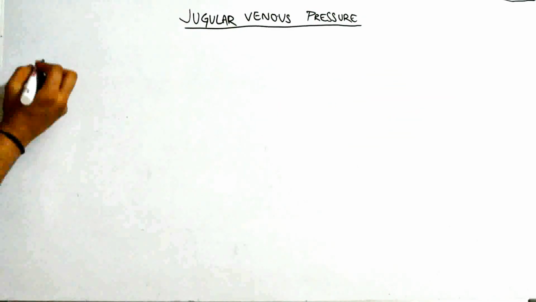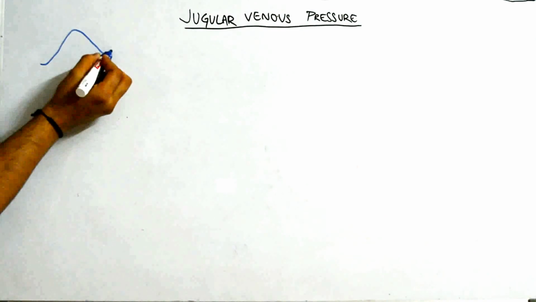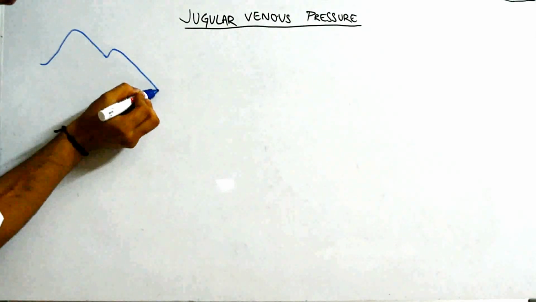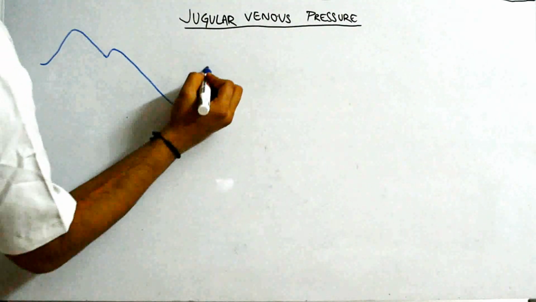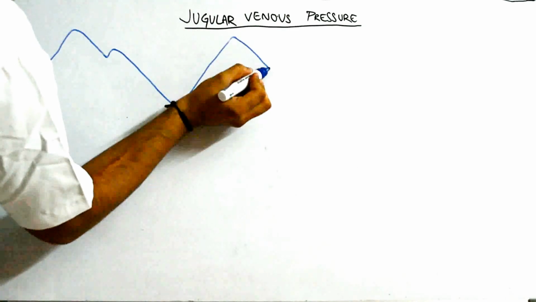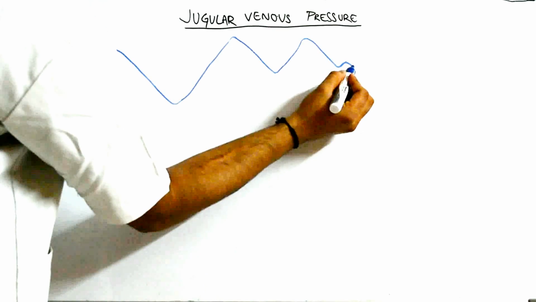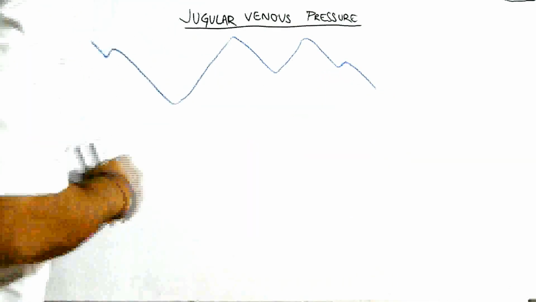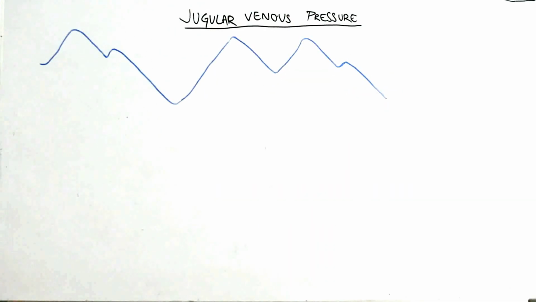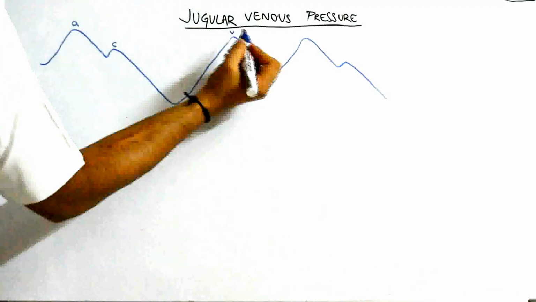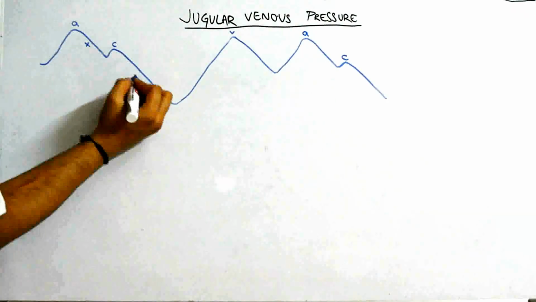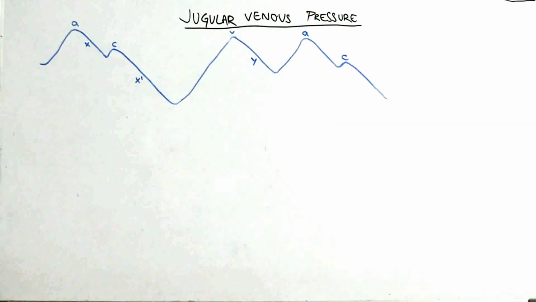So let's discuss the different waves in the JVP. So the JVP consists of three positive waves or ascents and two negative waves or the descents. So the positive waves are named the A wave, the C wave and the V wave, and the negative waves are named the X descent and the X prime descent, which follow the A wave and the C wave. These two waves are regarded as the same descent, whereas the Y wave, which is the second descent, follows the V wave.